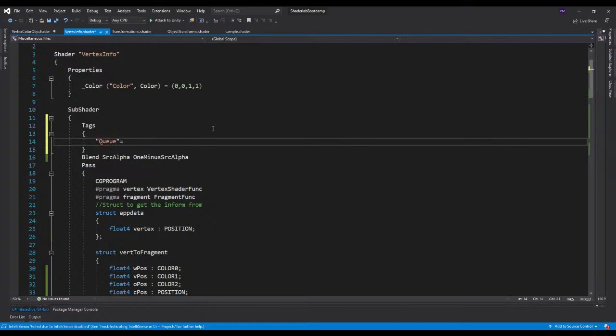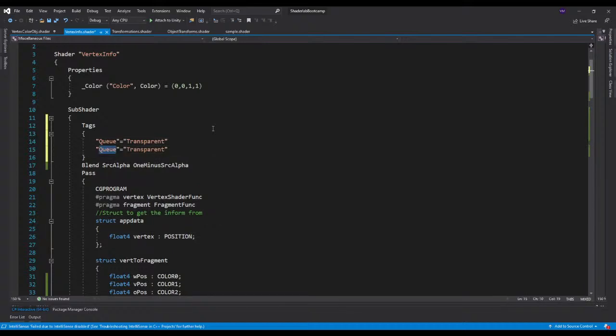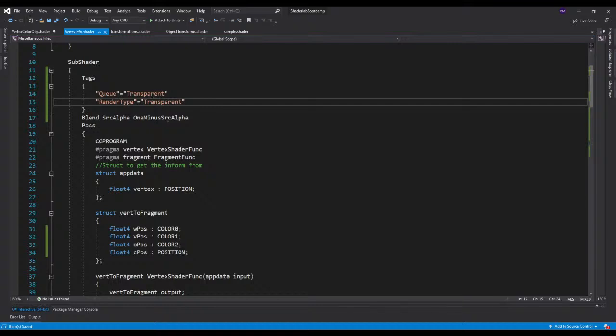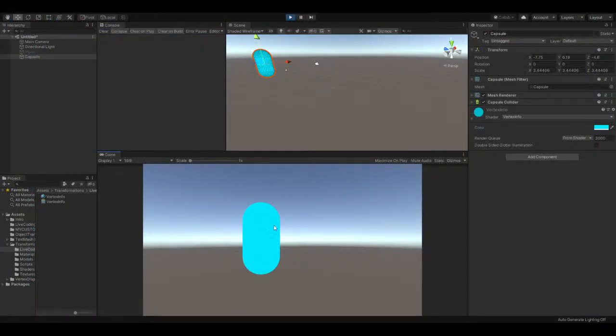So queue is supposed to be transparent, render type is supposed to be transparent. Keep both the same. And yeah, let's take a look at what is happening in Unity. So in Unity, nothing happened. We got the render queue to be transparent. Transparency is working.